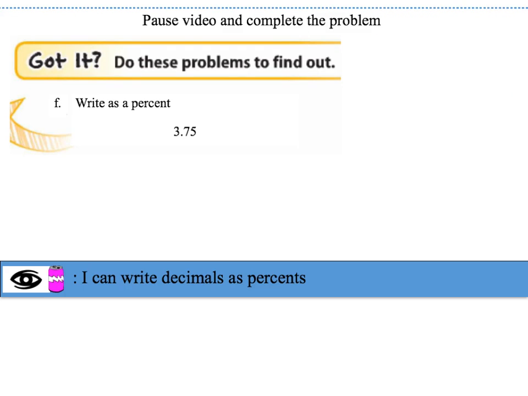So pause the video and complete this Got It problem, and we will discuss the answers in class tomorrow. Please be sure to show what this looks like on some type of diagram, either a 10 by 10 grid or a tape diagram.